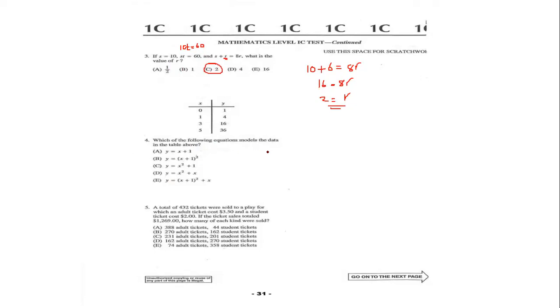Now, next question: which of the following equations models the data in the table above? It's not D. When we put 0 for x, it gives 1 for y. 1 plus 1 is 2 squared, that's 4. 2 plus 1 is 3 squared is 9. It's not C, it's not E. Yeah, it's B, it worked with B. So the way is to plug in some numbers or some points from the table.